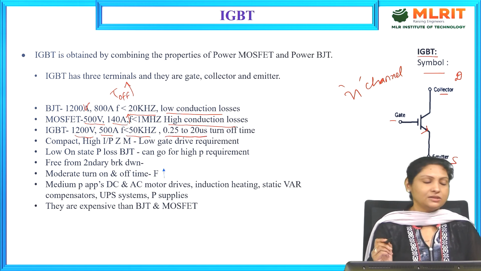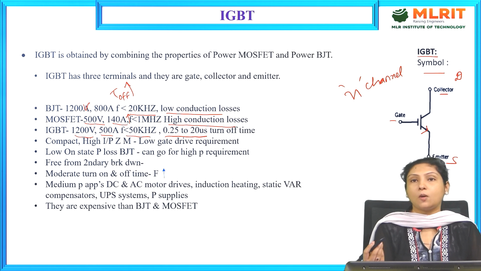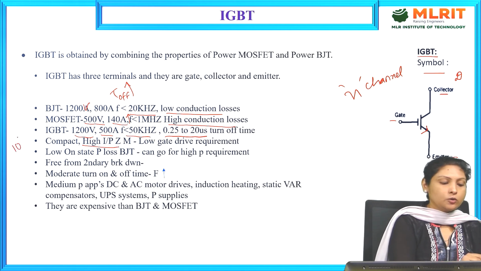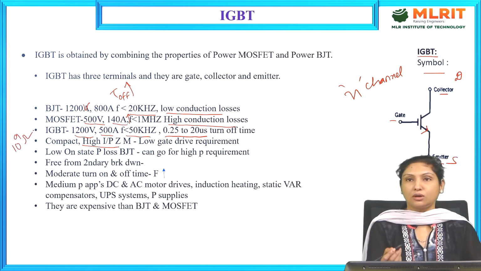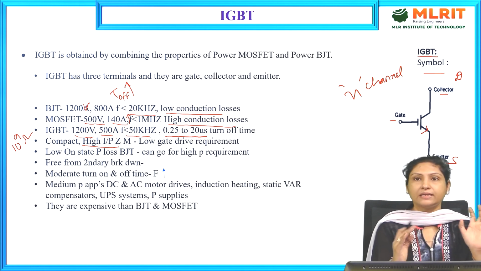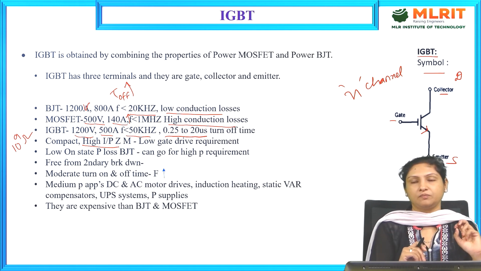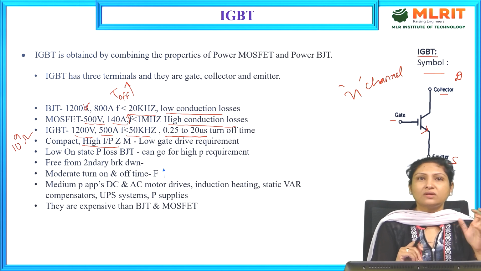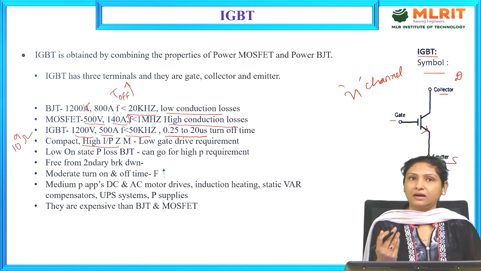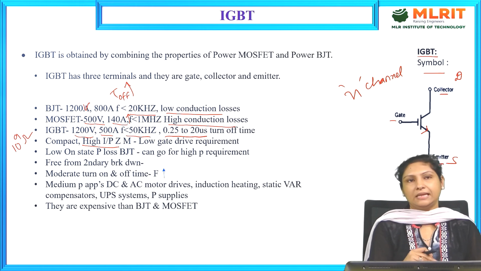And these insulated gate bipolar transistors are compact, and they have high input impedance similar to that of MOSFET. It has a high input impedance of about 10 to the power of 9 ohm, similar to that of MOSFET. So that is the reason the gate drive requirement is less. That means we can make use of simple electronic circuits as a gate drive. So the gate drive requirement will be less because of its high input impedance.